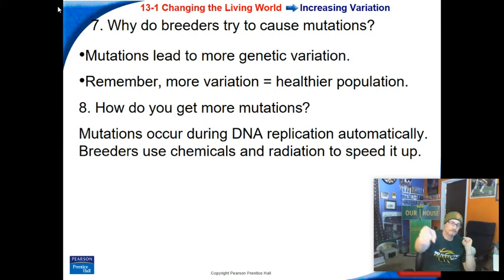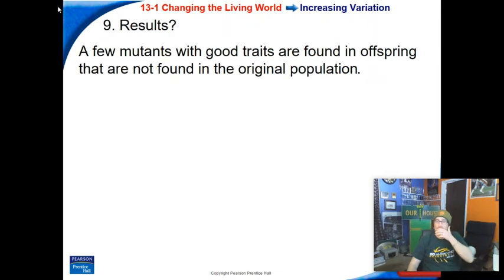All right, moving ahead. All right, so what results do they get? Usually they get a few mutants with good traits in the offspring, and these are new traits that aren't found in the original population.